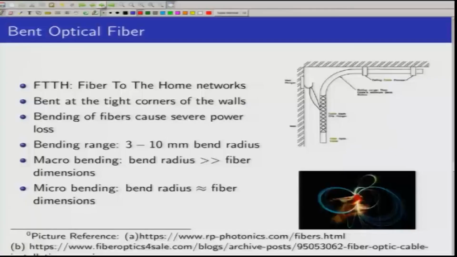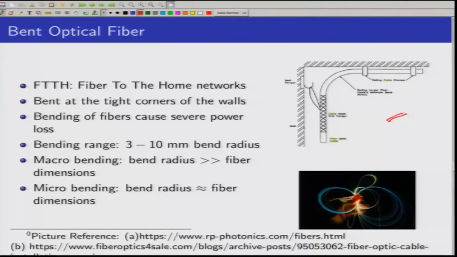Now, let us take one scenario that we have discussed, that is the bending of the fiber, and observe how the mode pattern looks like and what happens to the effective index of these modes. So, before that, let us discuss what is bending and where this bending happens. In FTTH networks, that is fiber to the home networks, these optical fibers are installed into our homes, offices and institutes in the form of optical fiber cables, and these cables are bent at the tight corners of the wall, as you can see in the figure here.